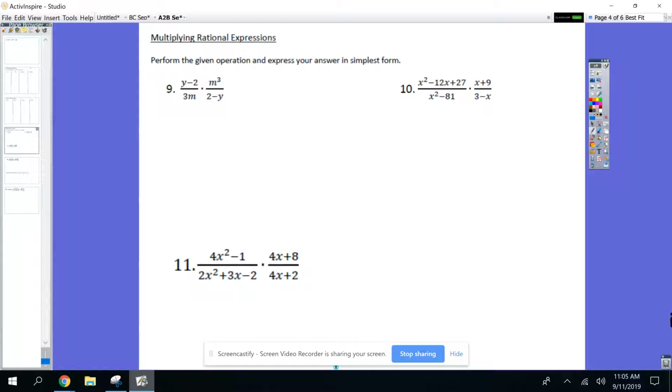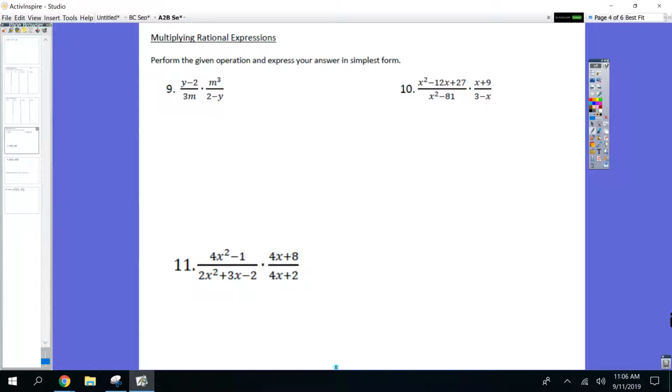Okay, we're going to multiply. Single fraction at the end is my answer. First thing I'm always going to ask you guys: can you factor anything? Look at number 9 right now. Can you factor anything there? Anything factorable? Nope. If you can, factor it. But in this case, there's nothing to factor.